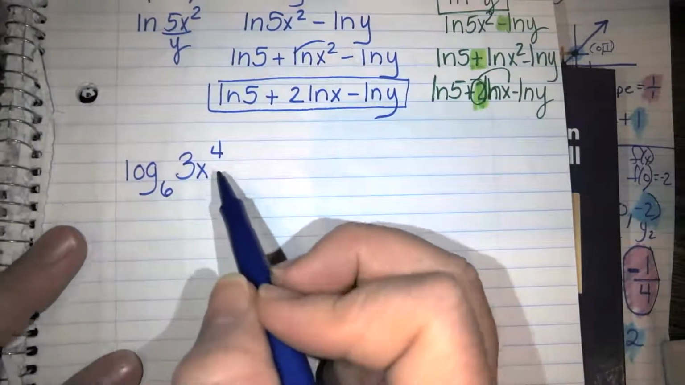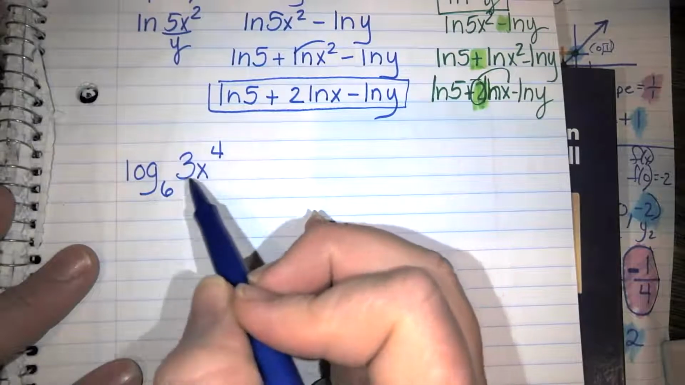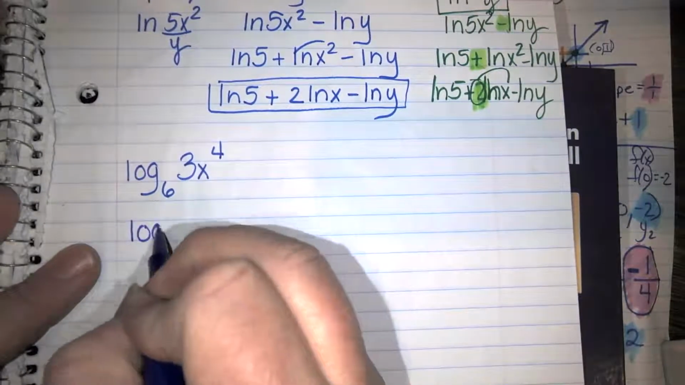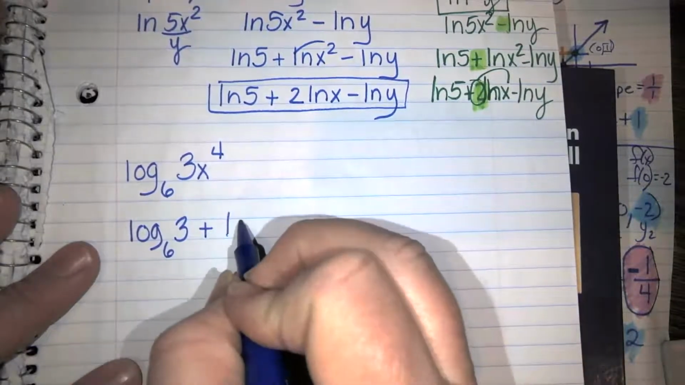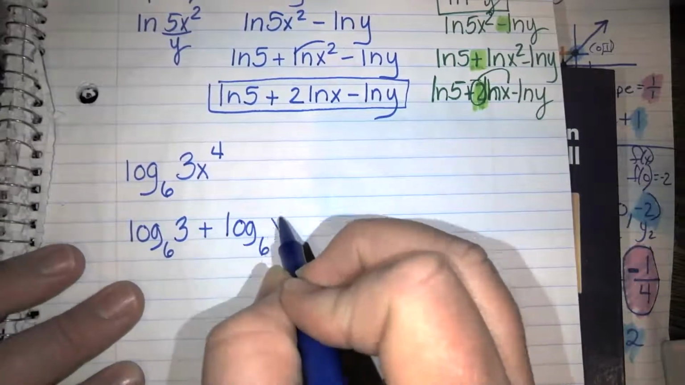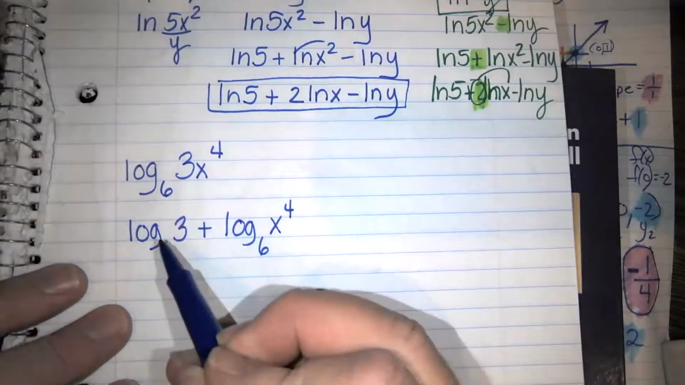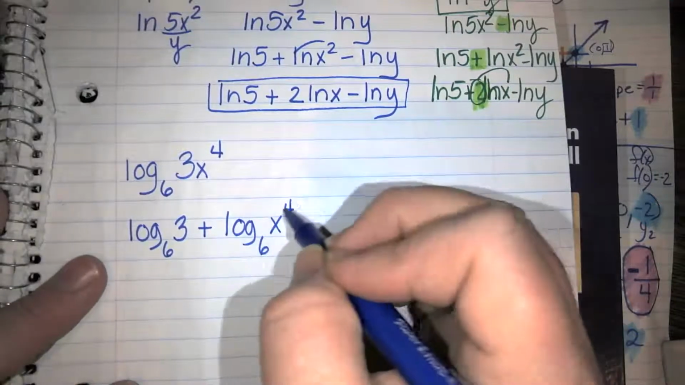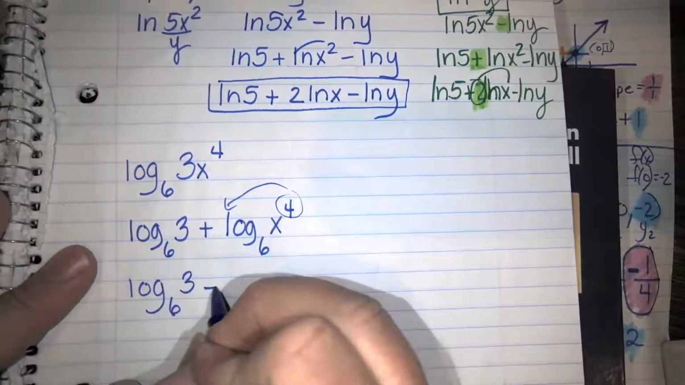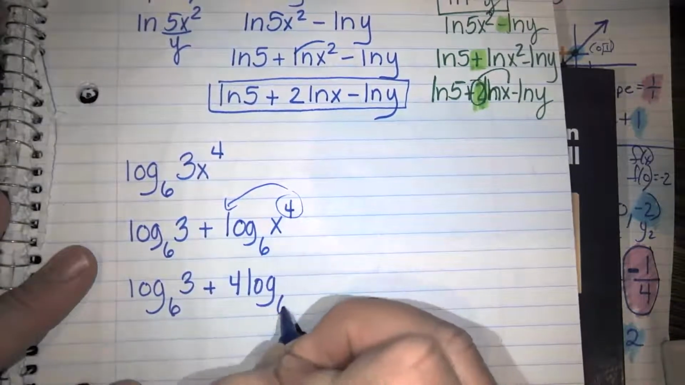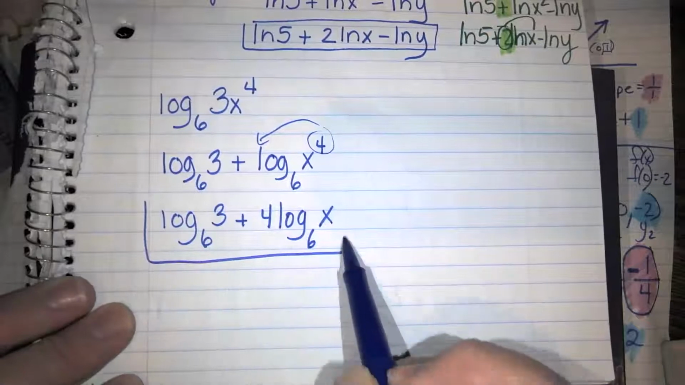Okay, so the first thing I'm going to do is look at this. The 4 only applies to the x, so I want to take care of the product first. So log 6 3 plus log 6 x to the 4th. Okay, I'm done here. This piece, I need to bring this 4 and bring it out front. So I end up with log 6 3 plus 4 log 6 x. Now, I am completely expanded.